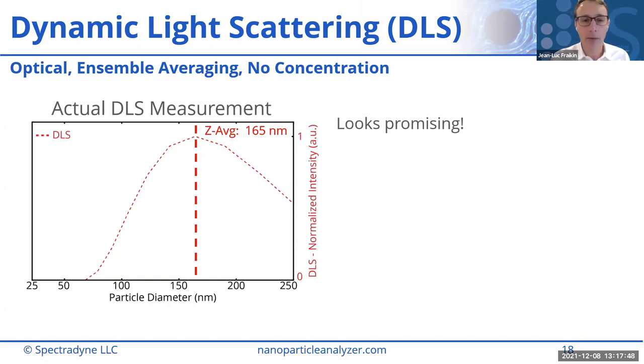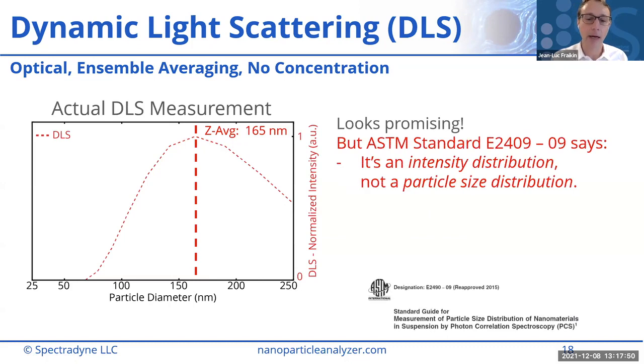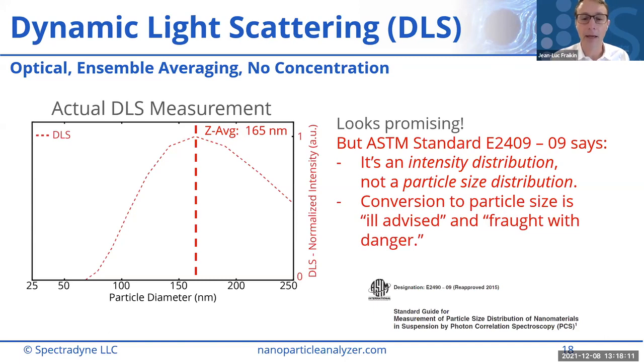But I'm a careful scientist, and I know how to use DLS. So I looked up the ASTM standard, and they're very explicit in this document. For DLS, it reiterates that this is an intensity distribution, not a particle size distribution. And importantly, surprisingly, they go on to say that conversion of the intensity distribution to a particle size distribution is ill-advised and fraught with danger. It sounds ominous, but let me explain why.